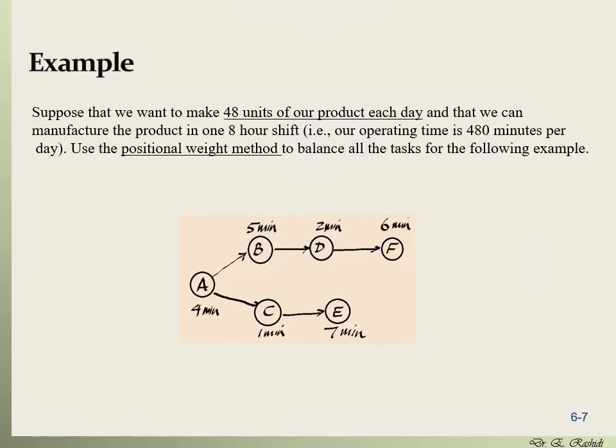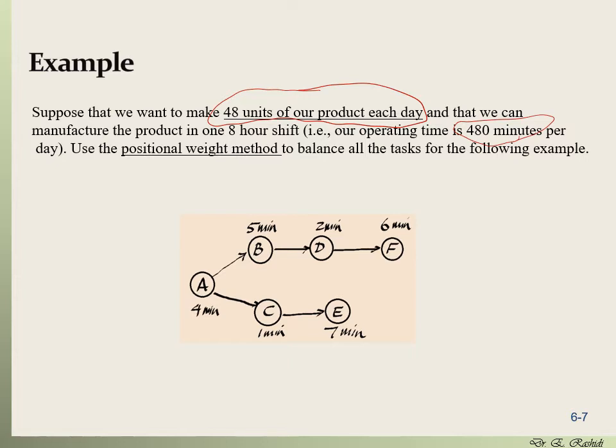Next example. Suppose that we want to make 48 units of our product each day. So this is our output rate, 48 units per day. And that we can manufacture the product in one 8-hour shift. So every day we have 8-hour shifts. And that means that our operating time is 480 minutes per day, 8 hours multiplied by 60 minutes, so that's 480 minutes per day.